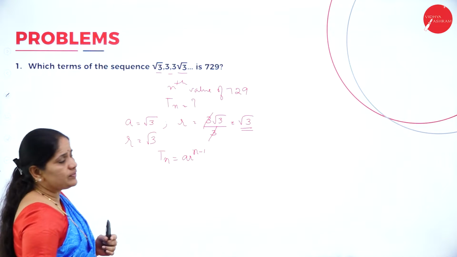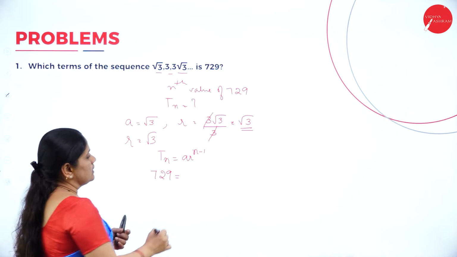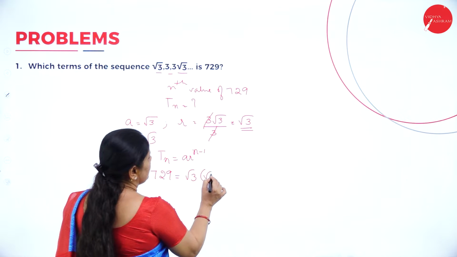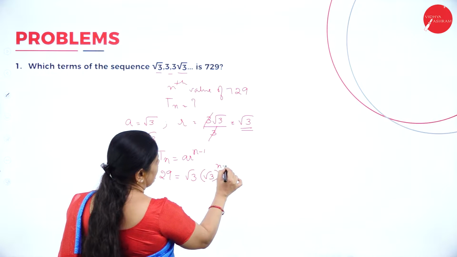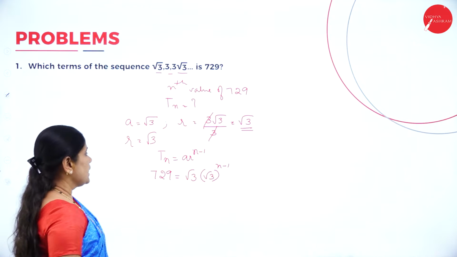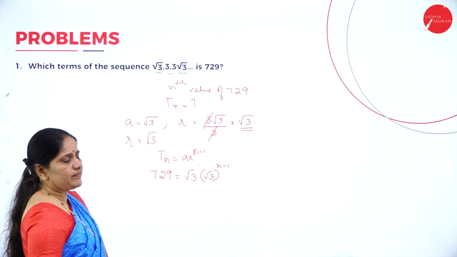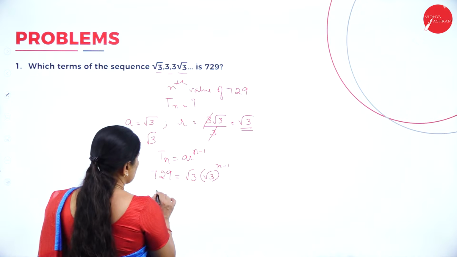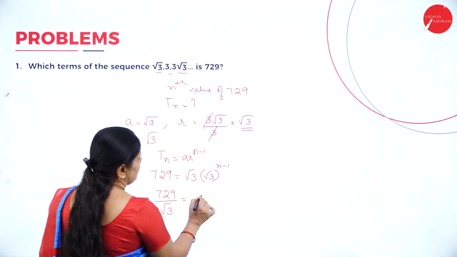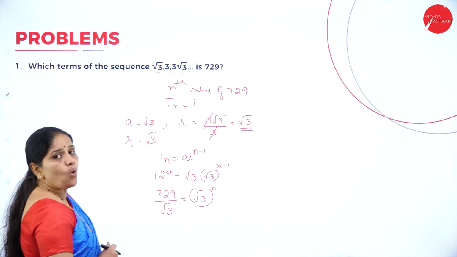So what is the value of Tn? 729 equals A, root 3, into R, that is again root 3, to the power of n minus 1. I don't know n, so I am writing n as it is. Now 729 equals root 3 into root 3 to the power of n minus 1. So 729 divided by root 3 equals root 3 to the power n minus 1.